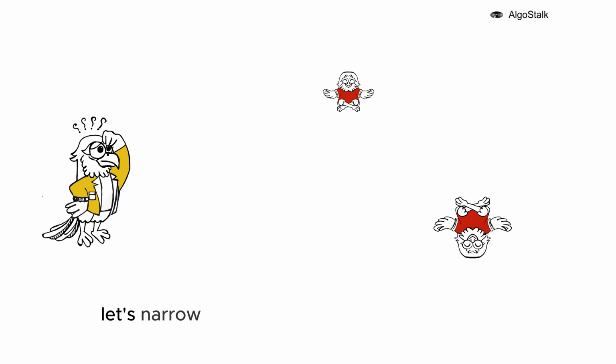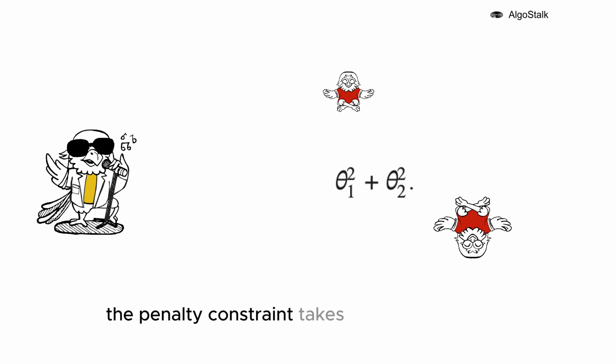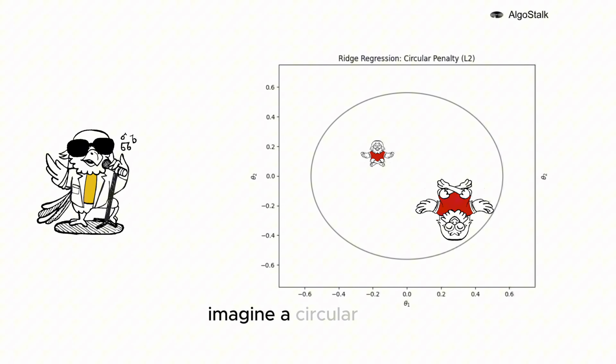penalty. Let's narrow down our focus to just 2 suspects and visualize how Ridge and Lasso penalize them differently. Ridge's interrogation room. The penalty constraint takes on a circular shape. Imagine a circular room where Ridge is questioning both suspects. The closer they are to the center of the room, the less involved they are in the crime. The closer their coefficients are to 0.